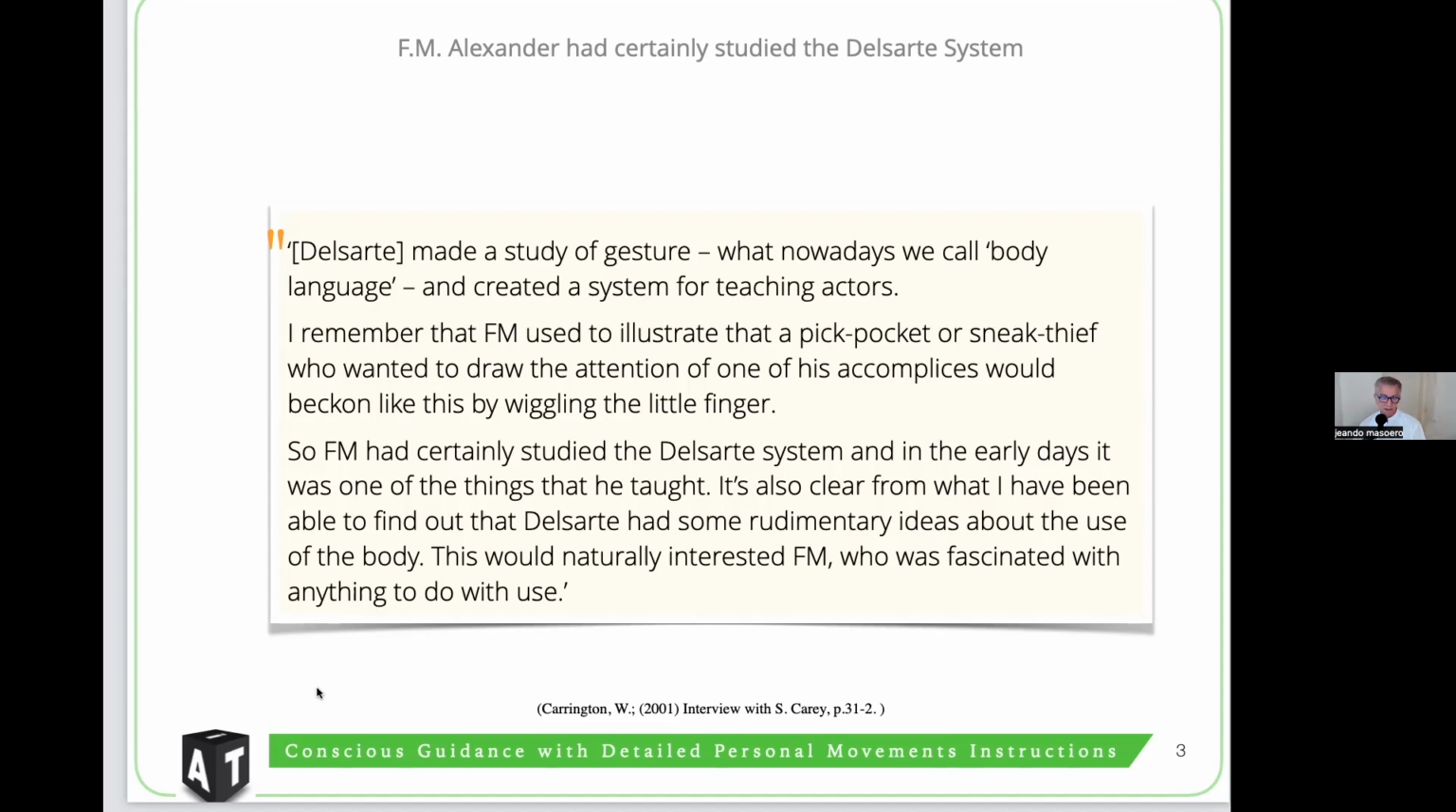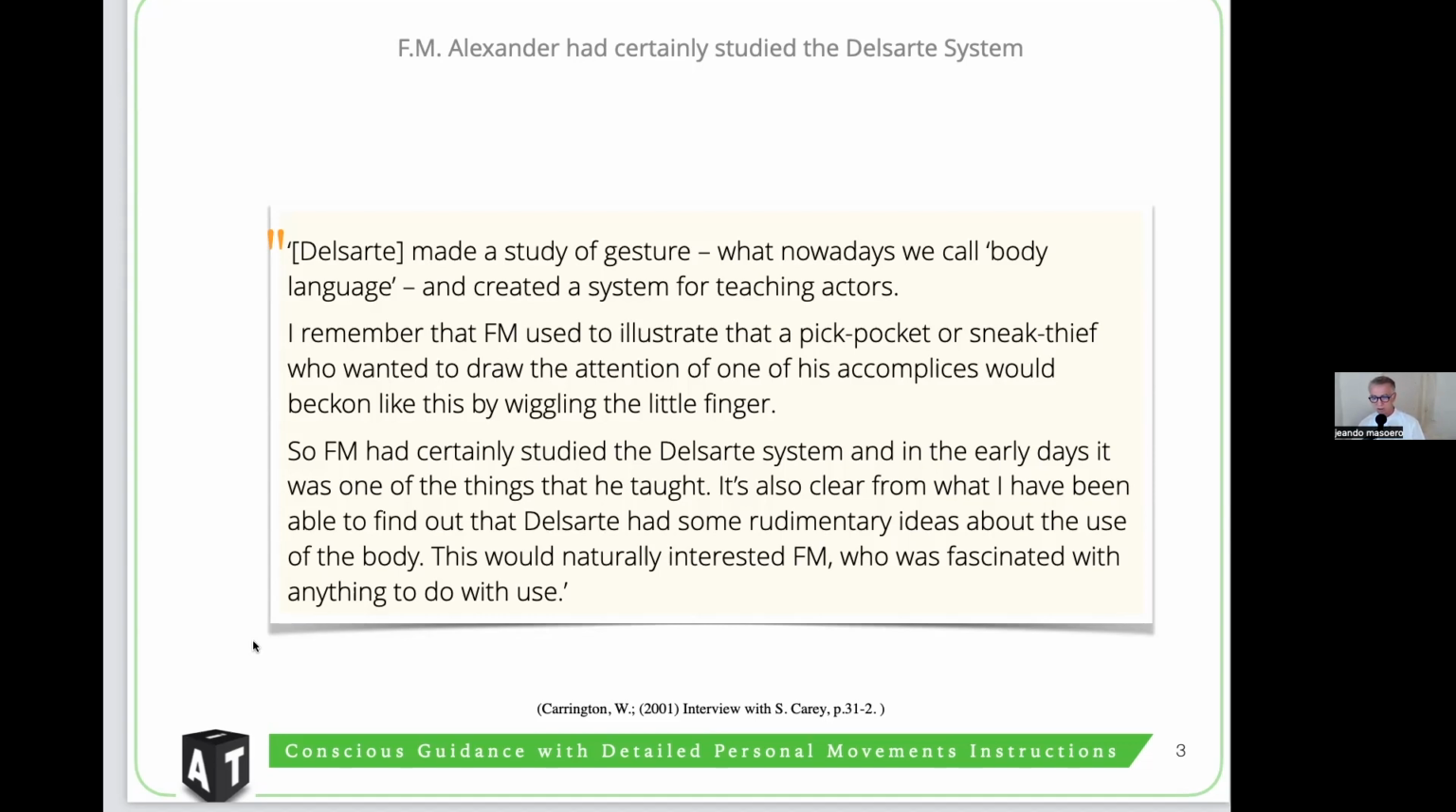And second, after a while, Alexander discovered his own technique and started to put hands-on, which is absolutely clear that Delsarte never encouraged or did himself. So the Alexander technique and the Delsarte system are totally apart. That's the idea.